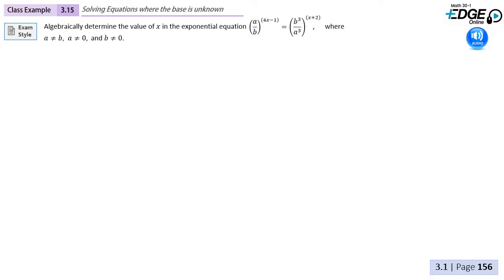Class example 3.15 is a classic diploma-style question. The reason is, we've written two powers with bases that are non-numeric. That means it's hard to just type it in your calculator. However, it's not entirely impossible. Take a second to try this one on your own first, before clicking through the solution.